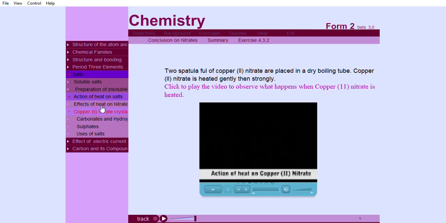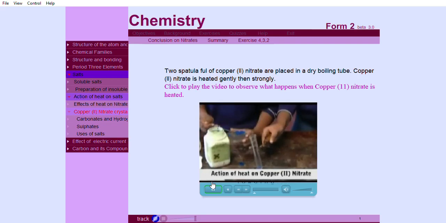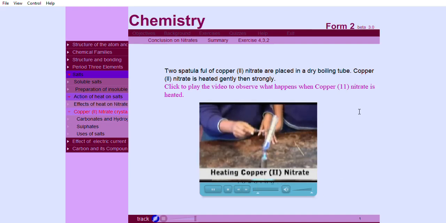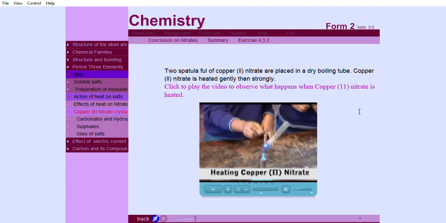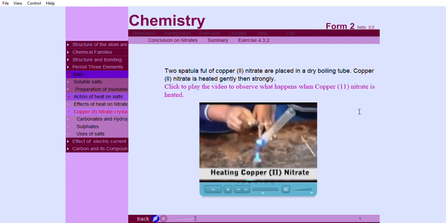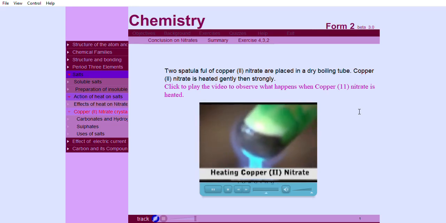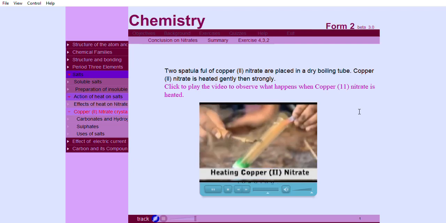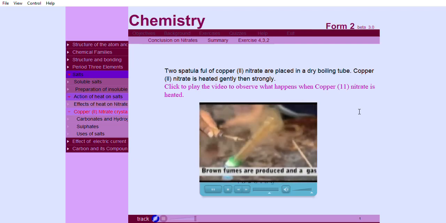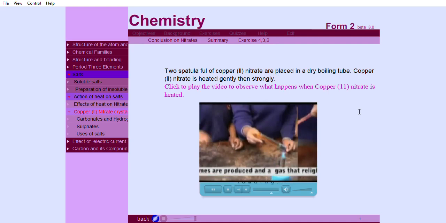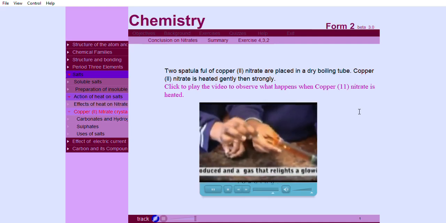Two spatulafuls of copper-2 nitrate are placed in a dry boiling tube. Copper-2 nitrate is heated gently, then strongly. Copper-2 nitrate decomposes on heating to form a black solid, brown fumes, and a colorless gas. The black solid is copper-2 oxide, while the brown fumes are nitrogen-4 oxide gas. A gas that relights a glowing splint is produced. The gas is oxygen.